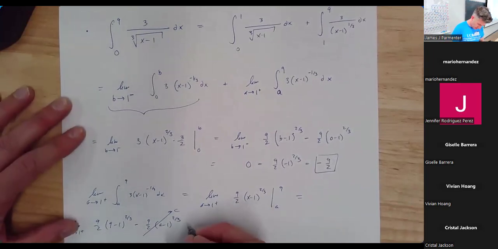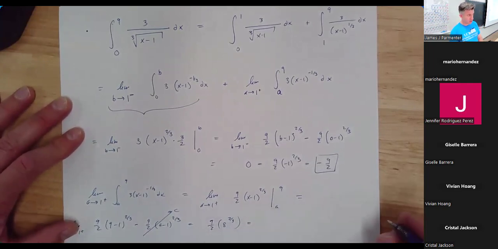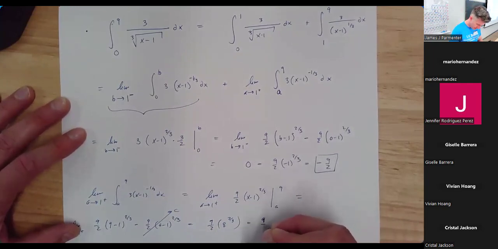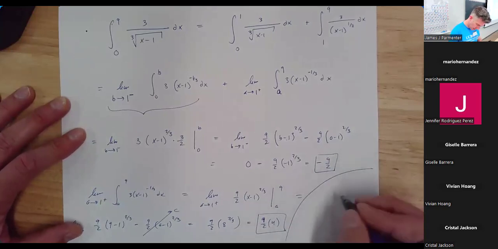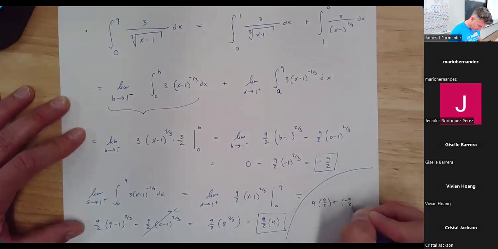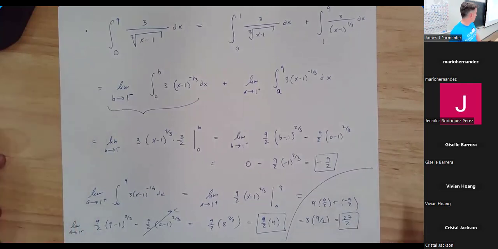So then this ended up being 9/2 times 8 to the 2/3 power. 8 to the 2/3 power is the cube root of 8 squared, which is 2 squared, which is 4. So we get 9/2 times 4. And then if we put these together, our total result is 4 times 9/2 plus negative 9/2, which is really 3 times 9/2, which is 27 over 2. So this integral converges, and it converges to 13.5, or 27 over 2.